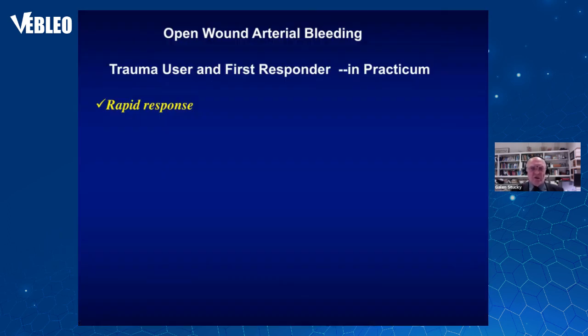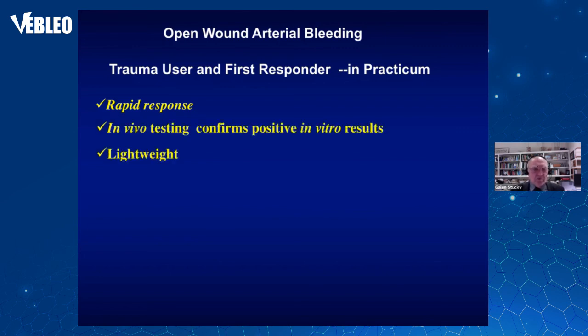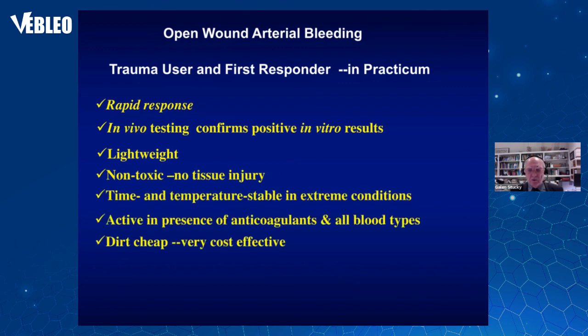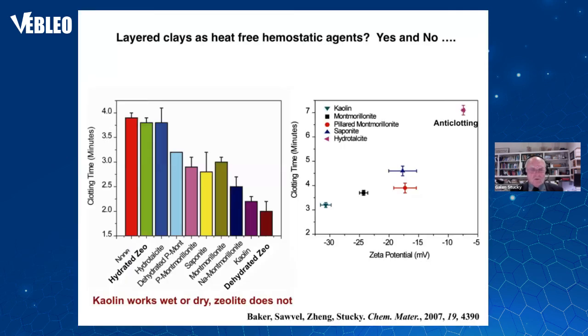Okay, what was needed in the field was rapid response, in vivo testing, lightweight, non-toxic, time and temperature stable. In Death Valley recently it was 130 degrees, versus, of course, Antarctica, where it's minus 50, as far as storage of this material, or as it's carried by the individual. And active in the presence of anticoagulants, had to be dirt cheap and very cost effective, and extensive validation.